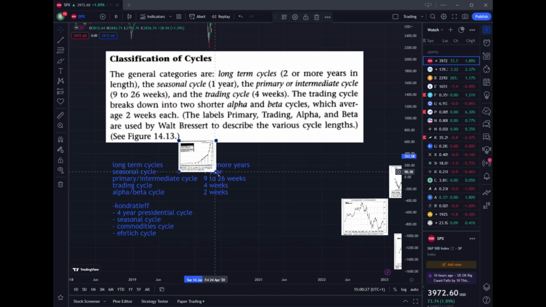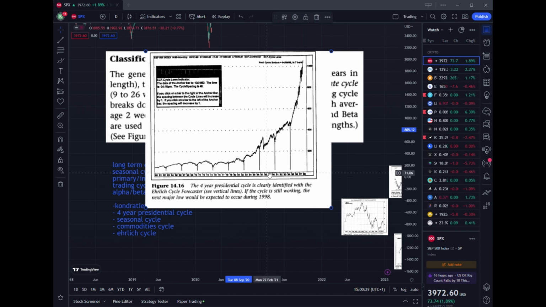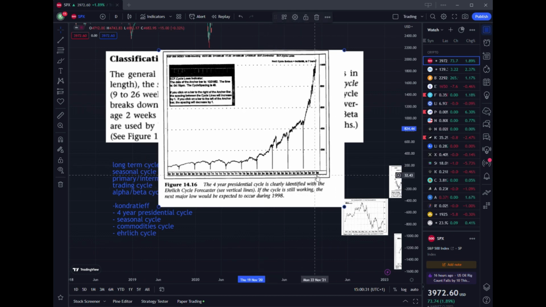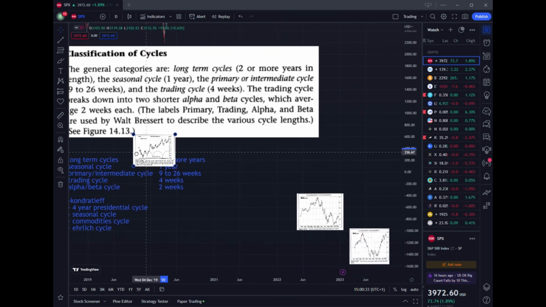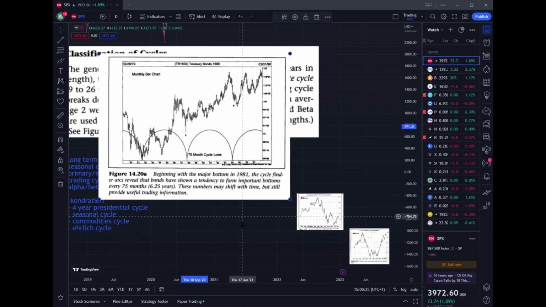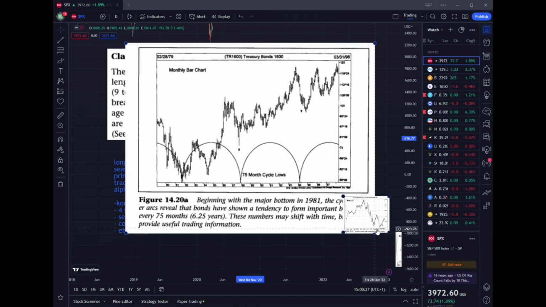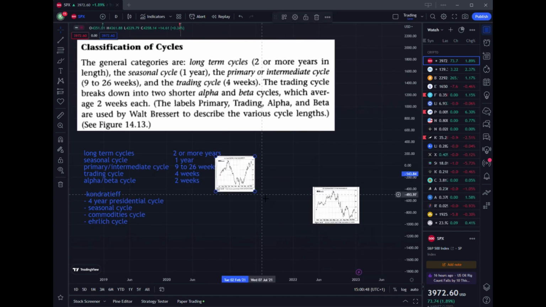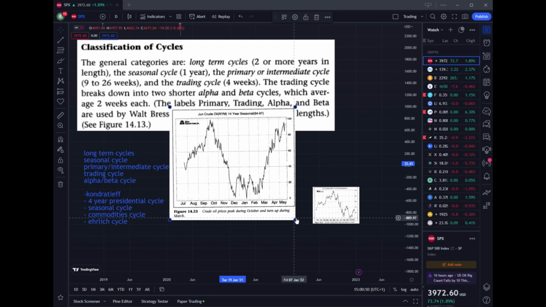But basically, what it shows here, this is a presidential cycle. I think this one is Ehrlich. He showed a bunch of different examples of how Ehrlich would determine a trend. So this one is 6.25 years based off the troughs, because the troughs are always more important than the crests. And he just showed a bunch of examples of how these things happen.